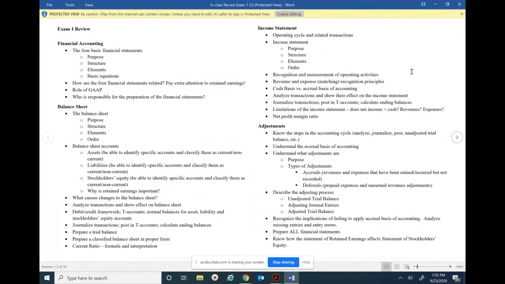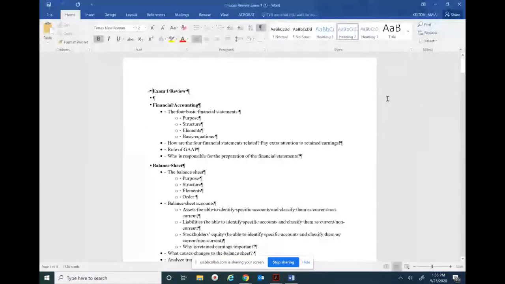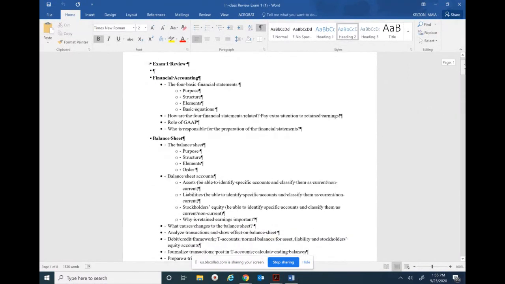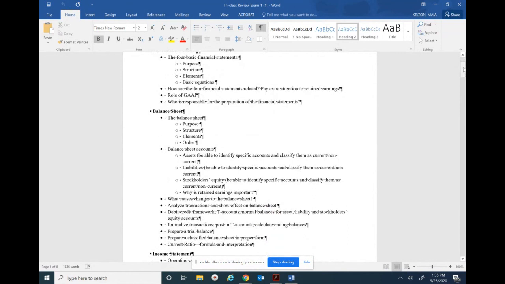So I'm going to discuss this for a few minutes, and then I've given you a bunch of sample questions that you can work. So for the first exam, you need to know the 4 basic financial statements. You need to know what the balance sheet is. So the purpose, the structure, the elements, which is basically what we just went over. The balance sheet reports financial position. It shows assets, liabilities, and stockholders' equity. The basic accounting equation is important here, and the order.